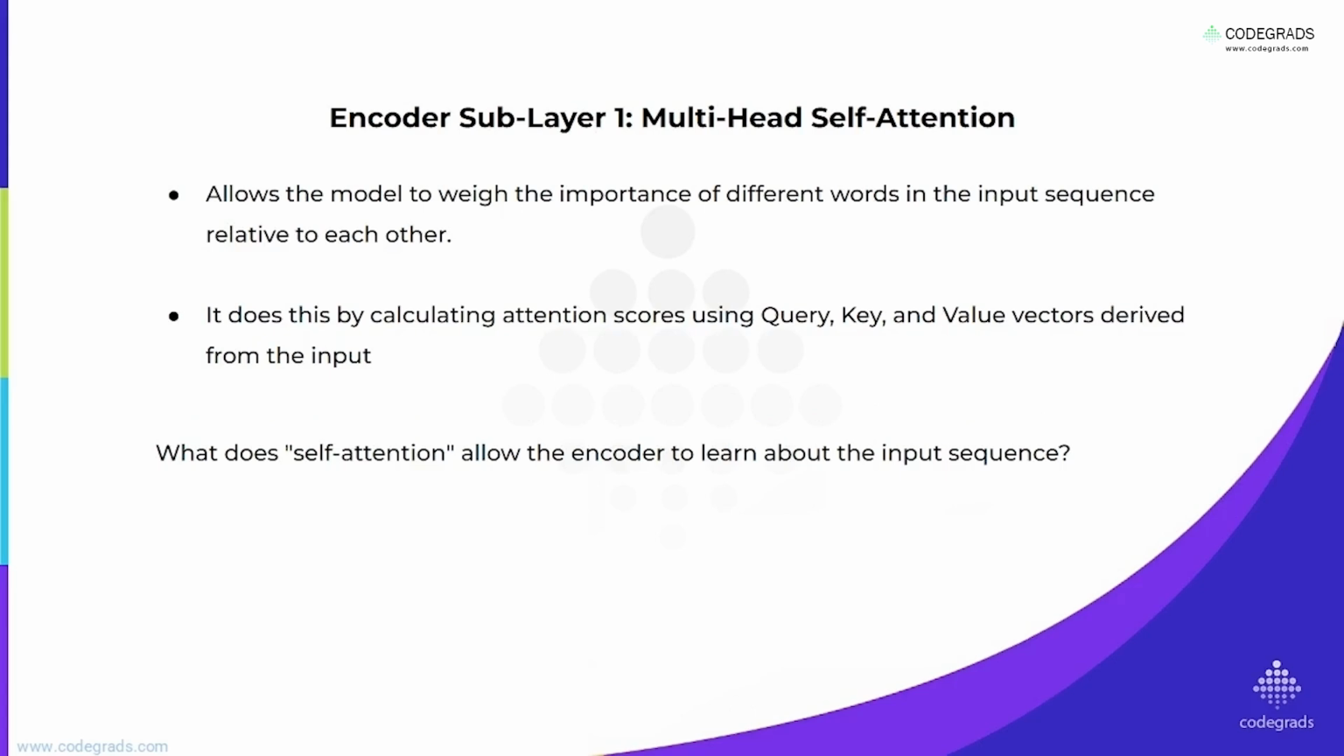Then we have the multi-head attention. It allows the model to weigh the importance of different words in the input sequence relative to each other. It does this by calculating attention scores using query, key and value vectors derived from the input. Now, this is the core mechanism. We should understand this. Each word looks at all the other words and decides which are relevant and how much to focus on them, and that is done using the attention mechanism. And what is multi-head? We have multiple views or heads for deeper understanding.